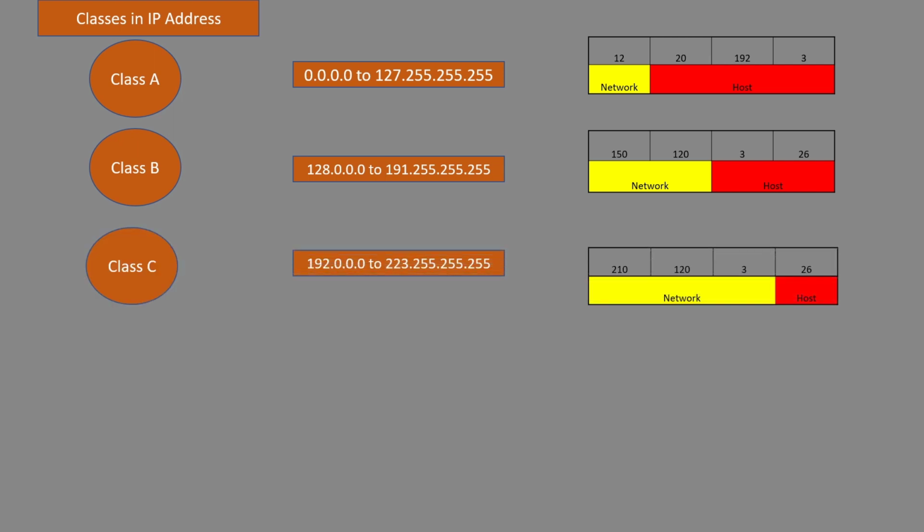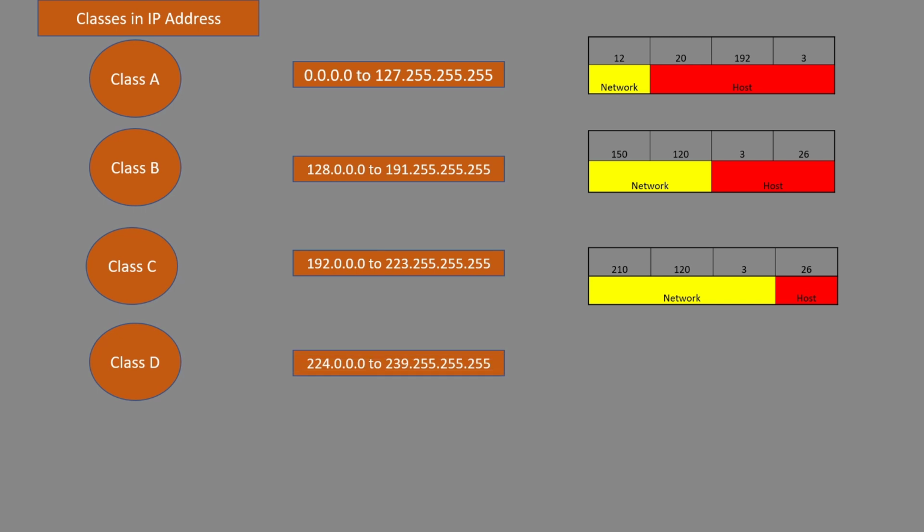In Class C, the first 24 bits of the address are the network address and the remainder is the host address. Class C network addresses range from 192.0.0.0 to 223.255.255.255. There are over 2 million possible Class C networks. An example of a Class C IP address is 210.120.3.26, where the first 3 parts are the network portion and the last octet is the host part.